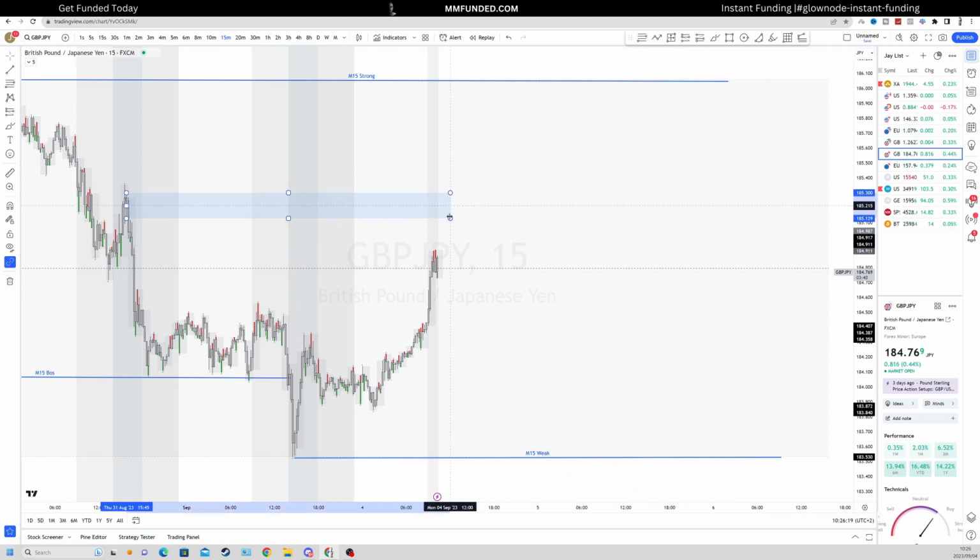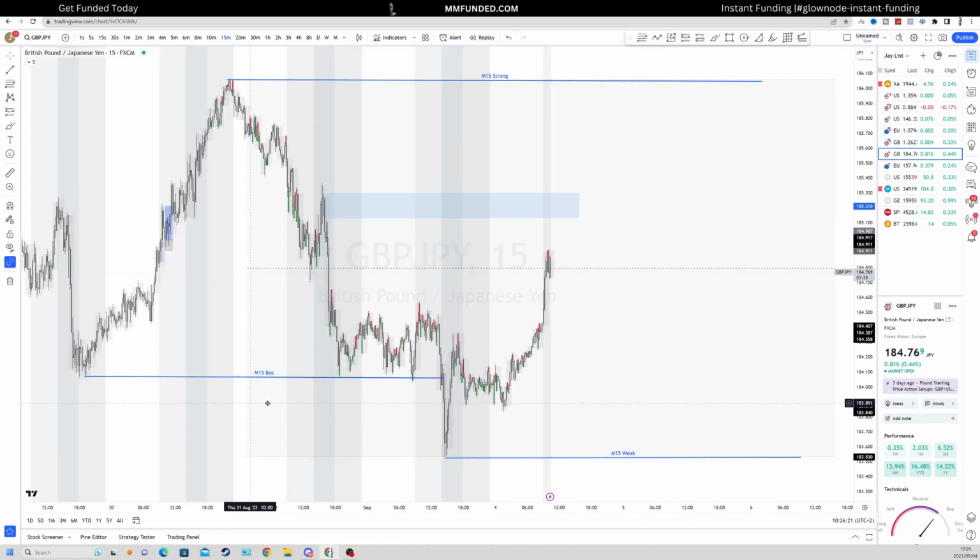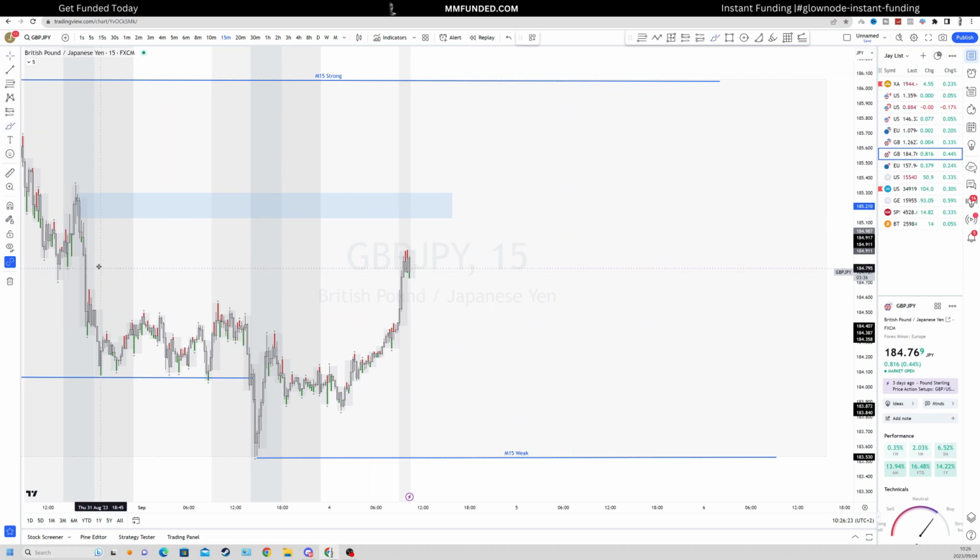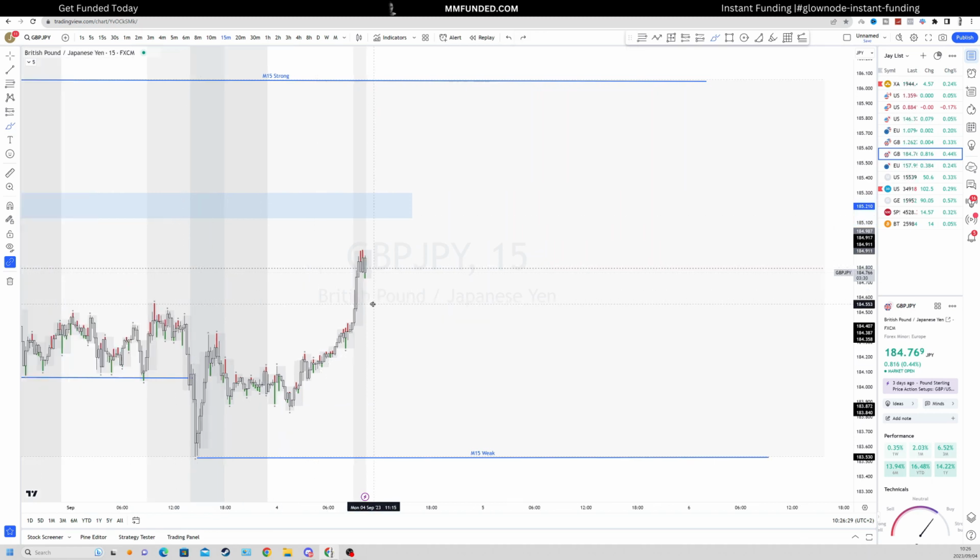Okay, so this is a valid supply zone that created this M15 break of structure. All of these fair value gaps and inefficiency, all of this becomes liquidity for this zone. So yeah, it's 100% valid.